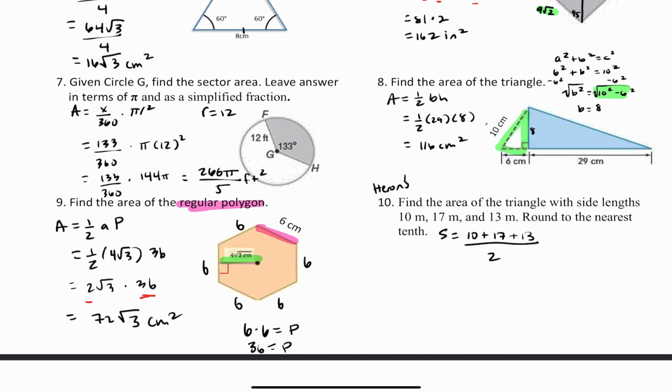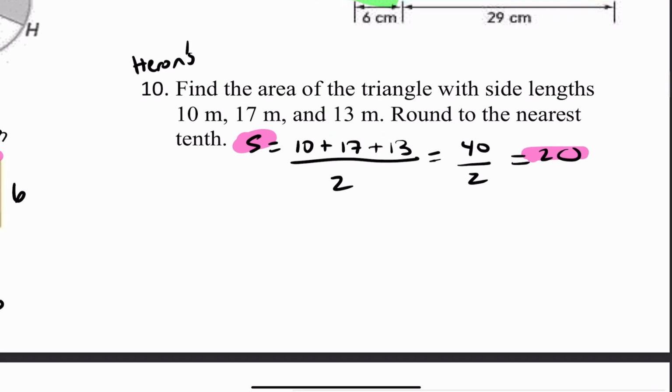So 10 plus 17, or actually I can do this. 17 plus 13 is 30 plus 10, that's 40. So I have 40 divided by 2, which is 20. So the semi-perimeter is 20. So now what we're going to do is we're going to use that formula, which we're going to give you on the day of the test, right?